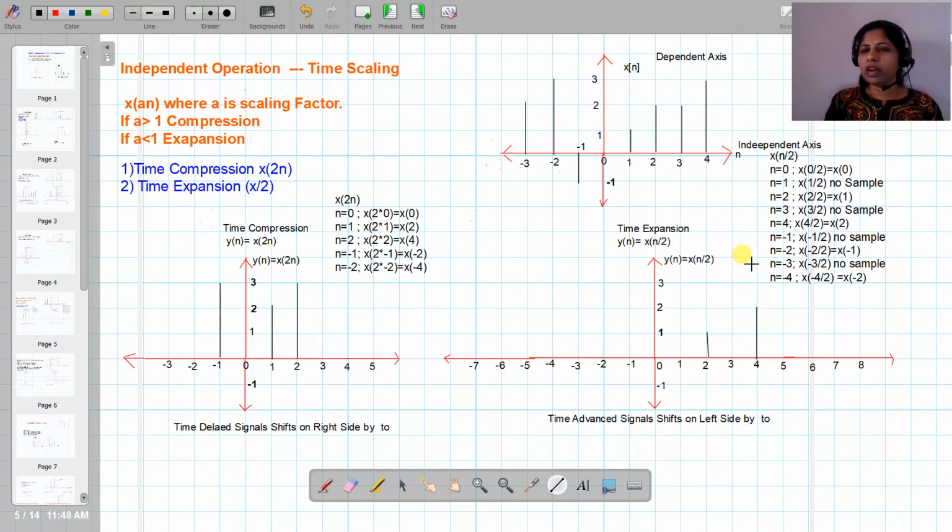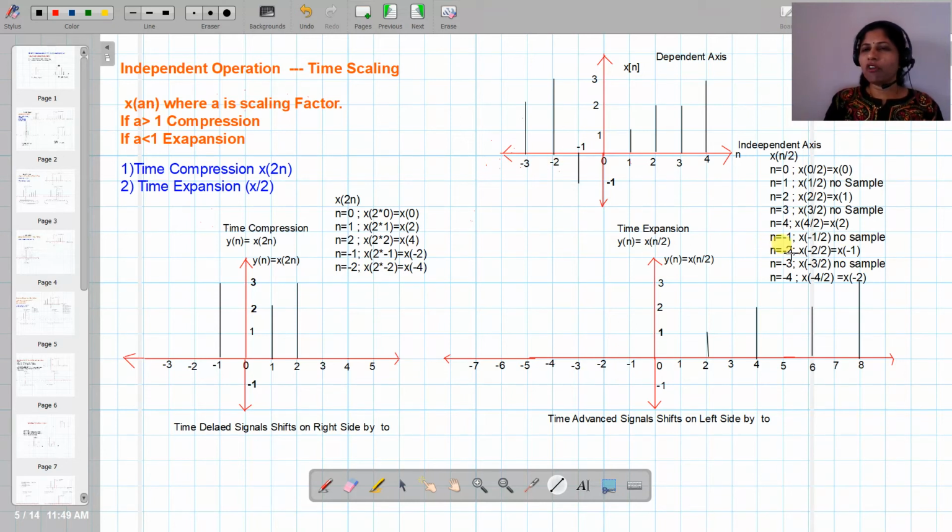In the same way, for 3 we are not considering the sample. On 4, y of 4 is equal to x of 2, so the x of 2 sample we draw here. In the same way, this sample x of 3 shifts to position 6. The 4th sample we have to shift to 8 with the amplitude 3. Correct? On the negative side, again there are no samples, so here we are not drawing any samples.